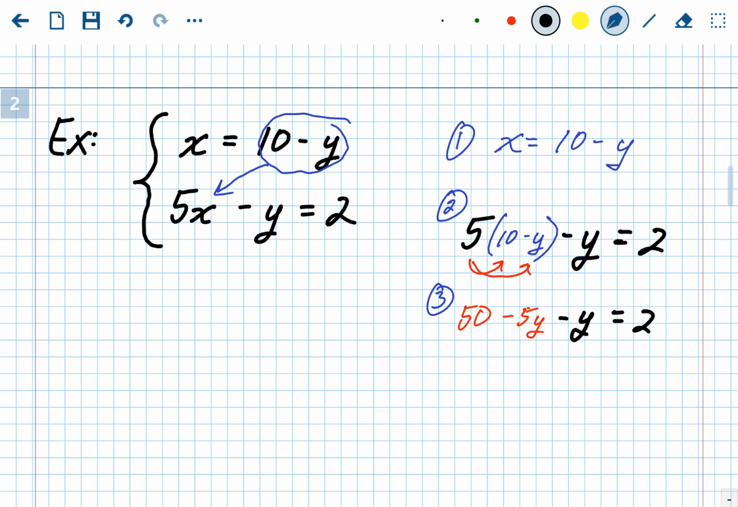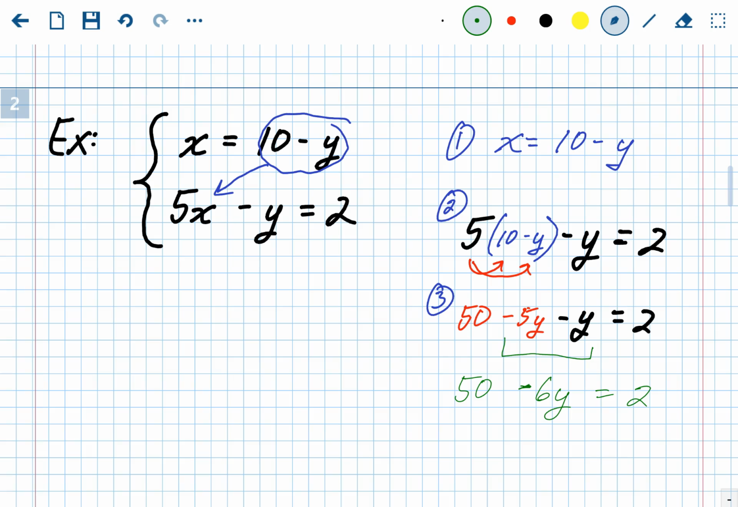And again, just step by step, simplify and solve. What can I do from here? Well, I can combine like terms because I have y and y. Negative 5y minus y is negative 6y. The 50 stays, equals 2.